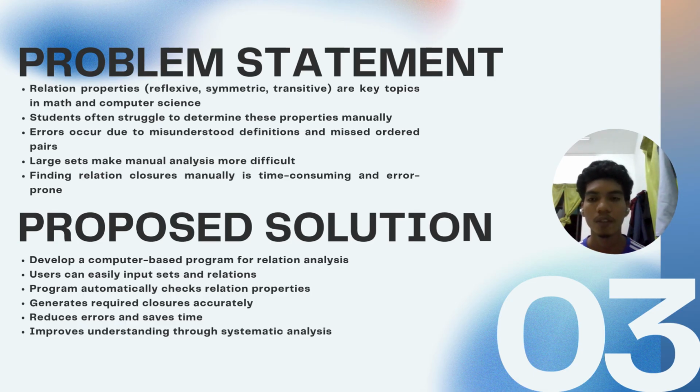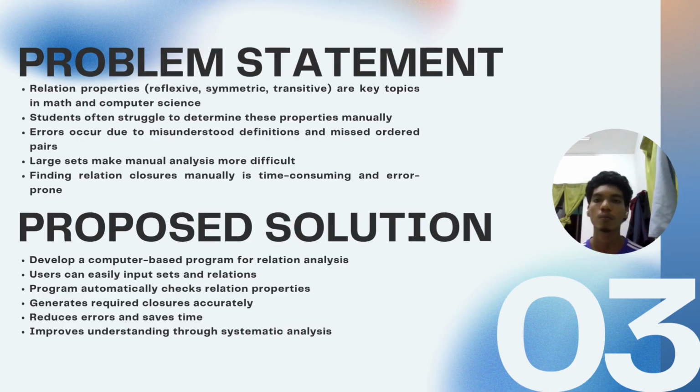Our group project problem statement is firstly relation properties. There are 3 relation properties which is reflexive, symmetric, transitive. These are the key topics in math and computer science. But students often struggle to determine these properties manually. There are errors due to misunderstood definition and misordered pairs. Large sets make manual analysis more difficult. Finding relation closures manually is time-consuming and error-prone.